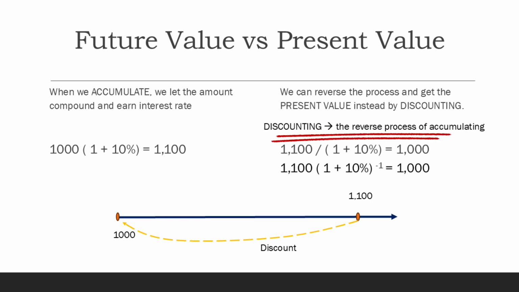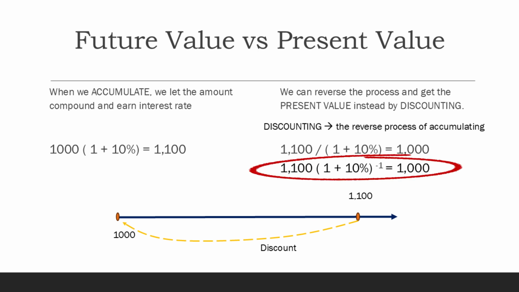So if 1,000 times 1 plus i is equal to 1,100, then 1,100 divided by 1 plus i should be equal to 1,000. Or we also write that down as 1,100 times (1 plus i) raised to the power negative 1 is equal to 1,000. So this is really just the reverse process of accumulating.